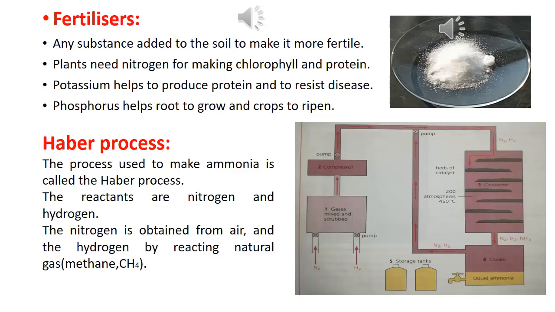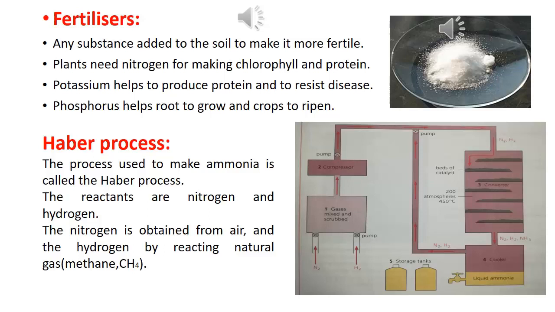I repeat, the Haber process is used to produce ammonia. Ammonia is a chemical which is used to make fertilizers. It has several steps, nearly 4 stages. In the first stage, the nitrogen and hydrogen are mixed and cleaned to remove impurities.